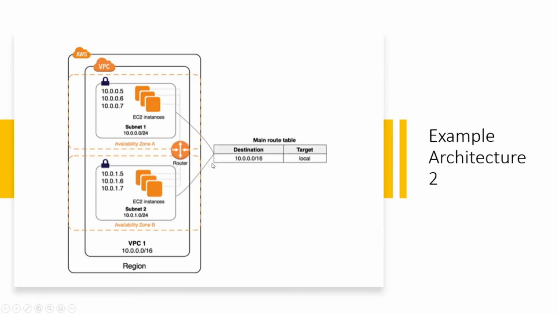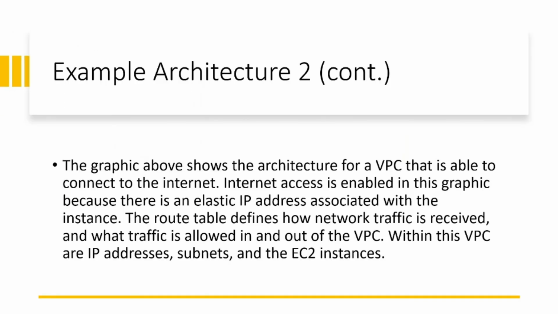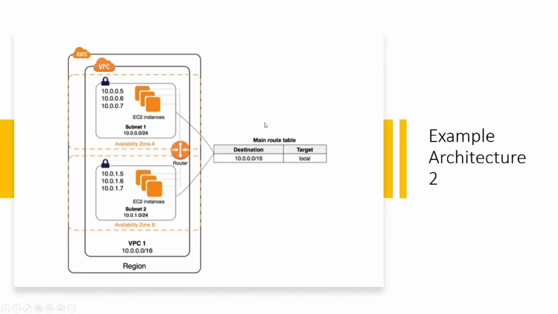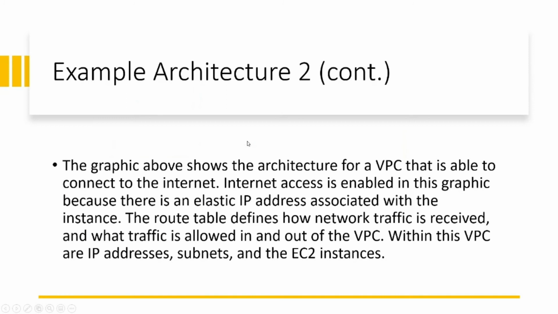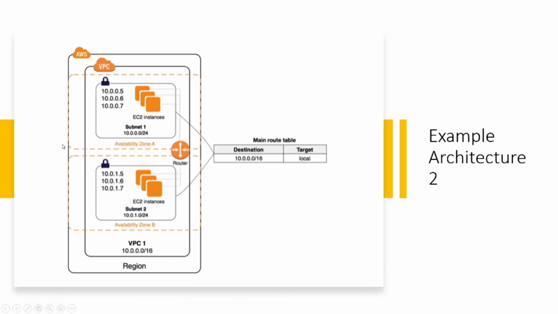So moving on, example 2. This one is able to connect to the internet, thankfully, because it does have an elastic IP address. The graphic above shows that the architecture for a VPC is able to connect to the internet. It's enabled because there is an elastic IP, like I said, and the route table defines how the network traffic is received, the route table being here. And the traffic is allowed in and out of the VPC. Within this VPC are IP addresses, subnets, and the EC2 instances. So that's everything in here.